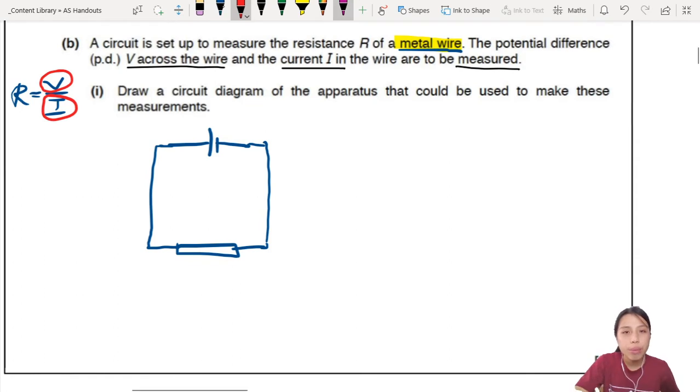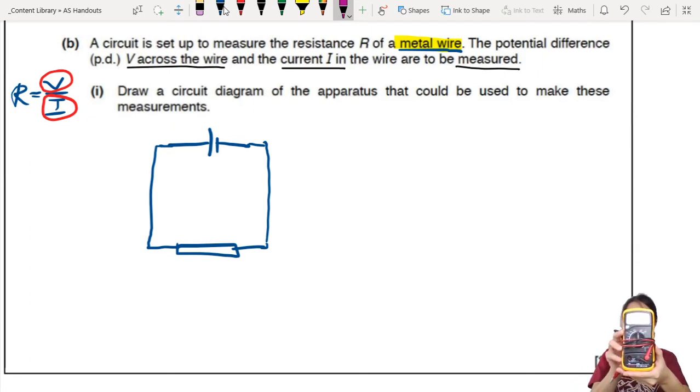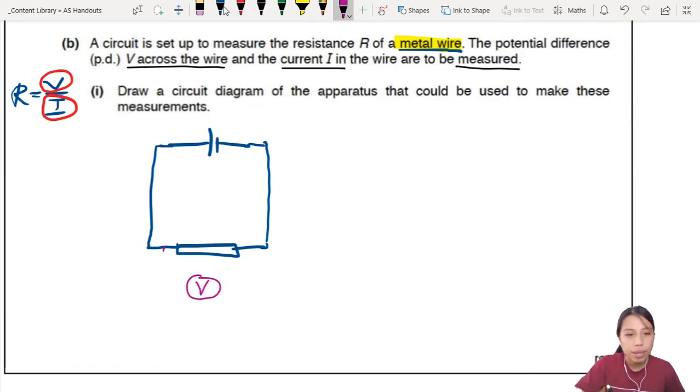Another thing to remember is you want to measure V across the wire, so you must connect a voltmeter. In experiments, they look something like this. These are multimeters that we use in the lab, but don't write multimeters in exams. Write voltmeter, something like V. Voltmeter, connect across. You want to measure the potential drop across the metal wire, so from 2 points.